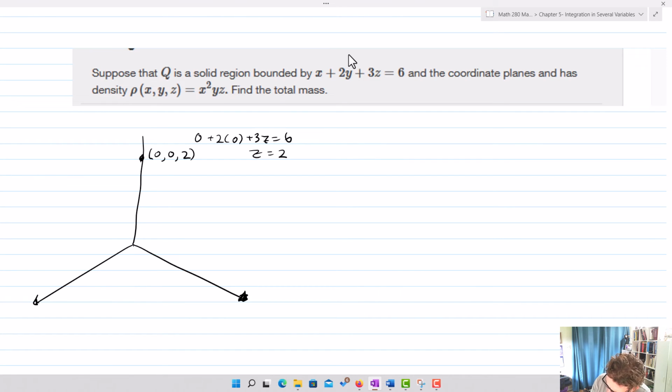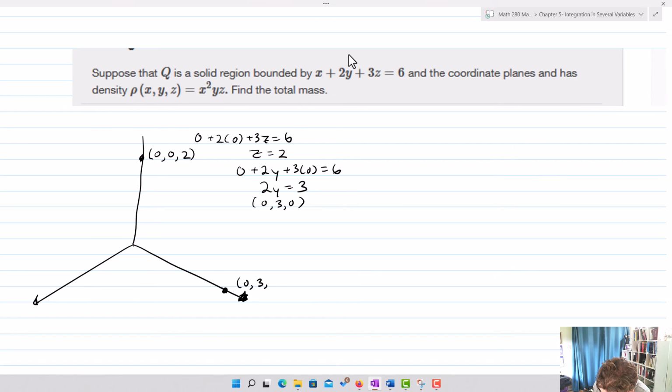We'll go in and make x and z equal to 0. So 0 plus 2y plus 3 times 0 equals 6, so 2y is going to equal 6, and y equals 3. So we're going to get the point 0, 3, 0. There's our second point, so 0, 3, 0, let's put it right there.